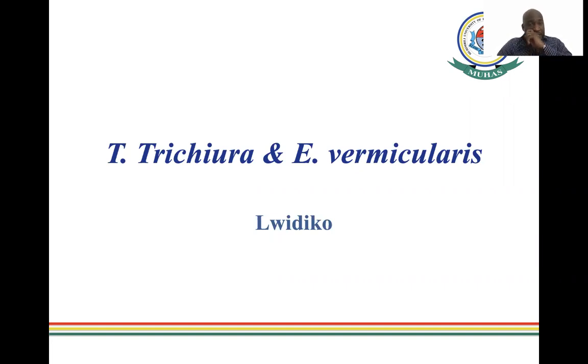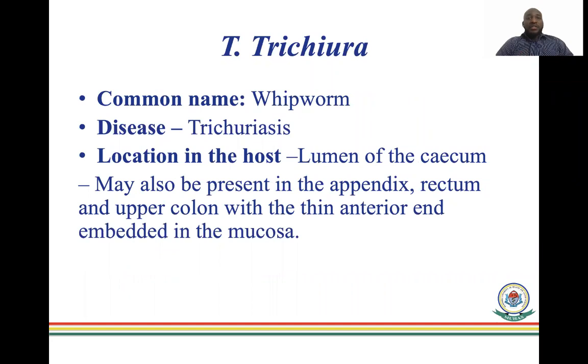infections. And these are quite common together. Let's say Trichuriasis is also known as the whipworm, and a whip is normally known as a weapon. The disease that Trichuris causes is called Trichuriasis, and the most common location is the lumen of the cecum, as these are intestinal parasites. It may also be present in the appendix, the rectum or the upper colon, with the thin anterior end embedded into the mucosa. I will show you an image of this so you can appreciate it in a moment.